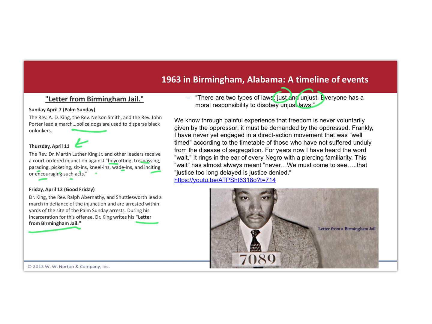I mean, for him, the real question isn't why am I in jail disobeying these laws? It's why aren't you in here with me? Because everybody should disobey unjust laws. And he goes on to say, you tell us wait. You always tell us wait. It rings in the ear of every Negro with a piercing familiarity. This wait has almost always meant never. We must come to see that justice too long delayed is justice denied.